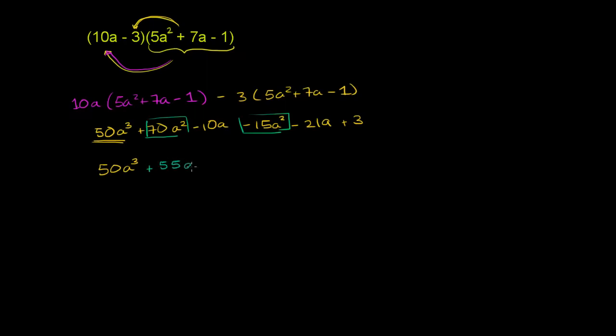55a squared. And then we also have two a terms. So we have this negative 10a, and then we have this negative 21a. So if we go negative 10 minus 21, that is negative 31. That is negative 31a. And then finally, we only have one constant term over here. We have this positive 3. So plus 3. And we are done.